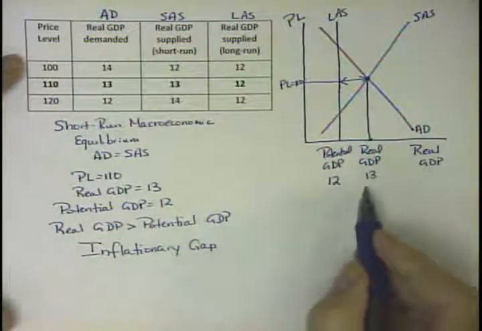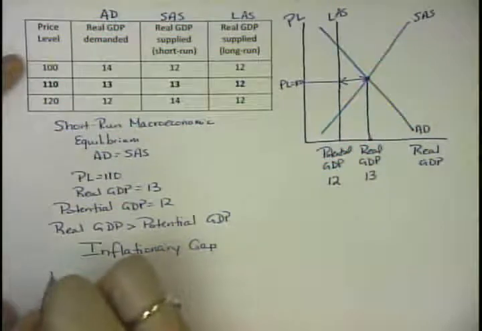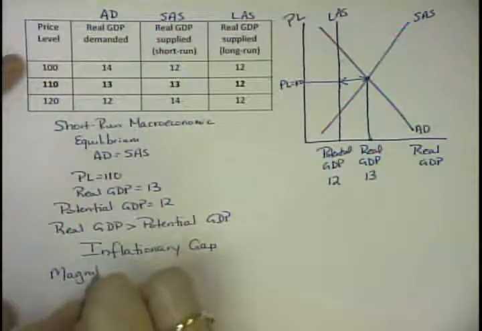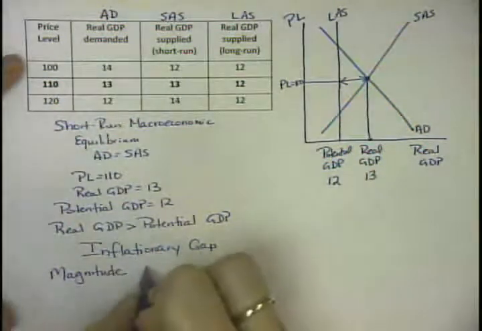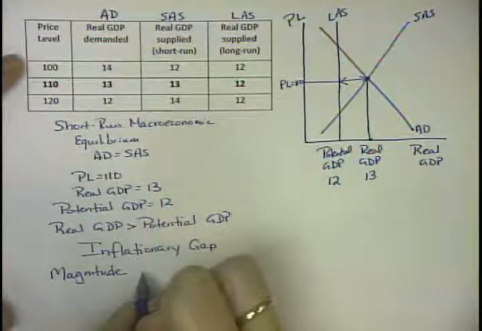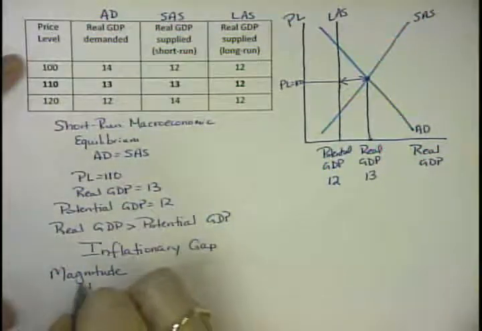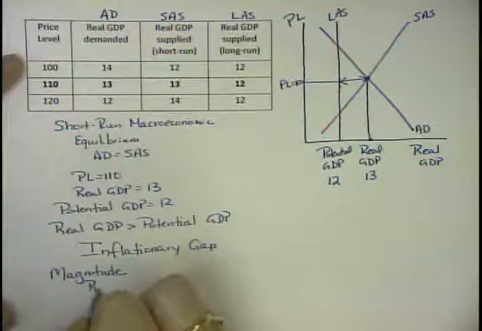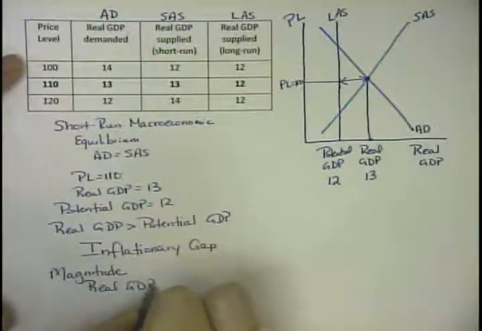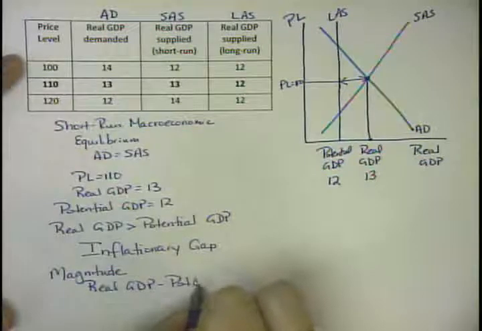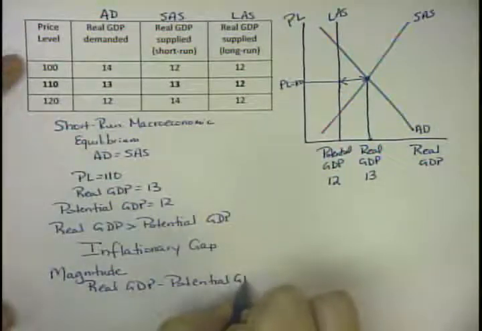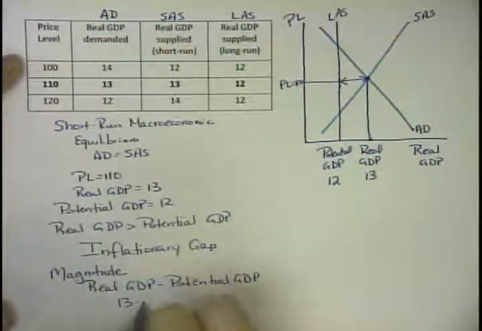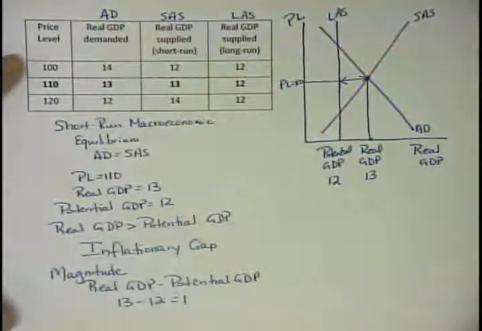And again, to find the magnitude of the gap is just going to be the difference between potential GDP and real GDP. So the magnitude is going to be the difference between real GDP and potential GDP. So in this case, 13 minus 12, which is 1. Okay, so that's our inflationary gap. Okay, when real GDP exceeds potential GDP.